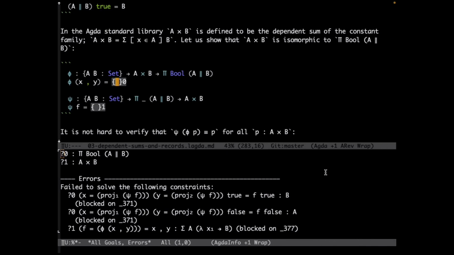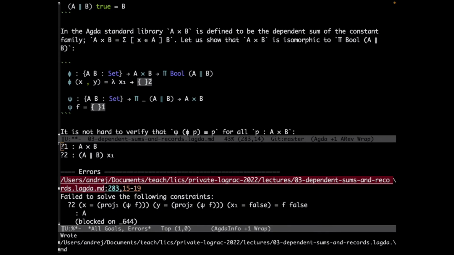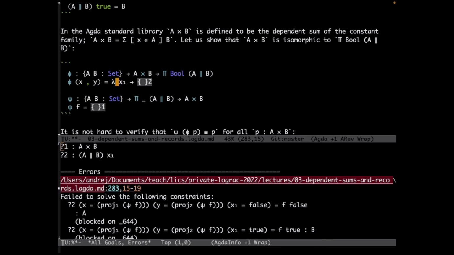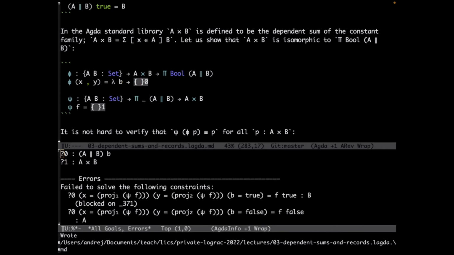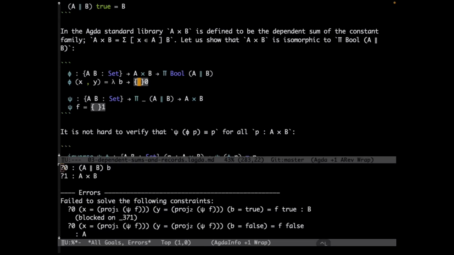I say Control C, Control R, and Agda says, yeah, you have to give me a function. And if I go in here, it says, yeah, x1 is a bool. Let me put, I can't live with an x1. Let's make this a b. So now I would like to consider cases. What are the two cases I need? What if b is true and what if b is false?